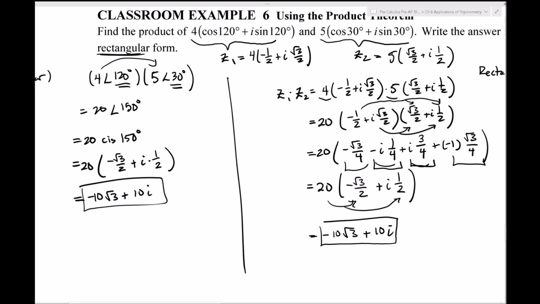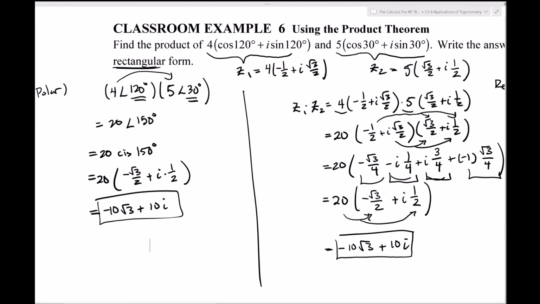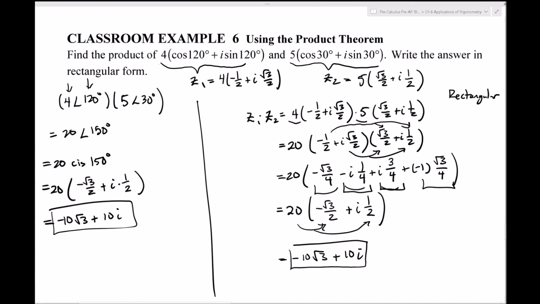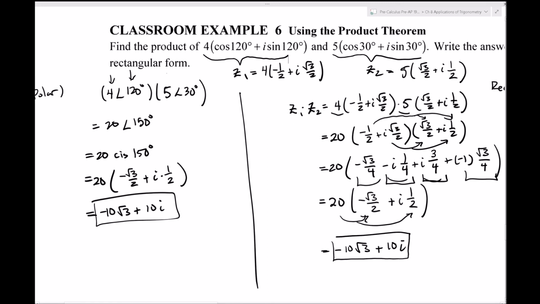So what's the explanation? What did I do? Let me slow that back down, because I went kind of fast. You write them as phasors, a magnitude and an angle. So the magnitude is 4, angle 120. They told us that. You do the same thing for the other one: magnitude was 5, angle's 30.